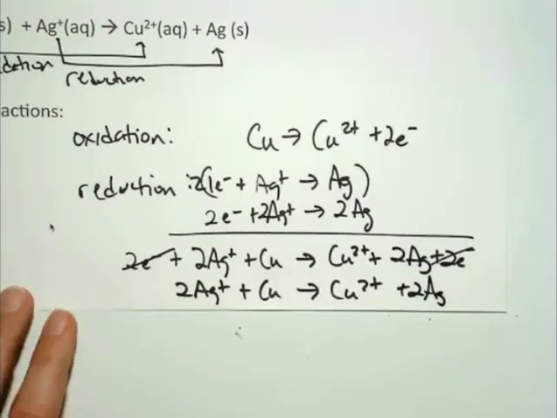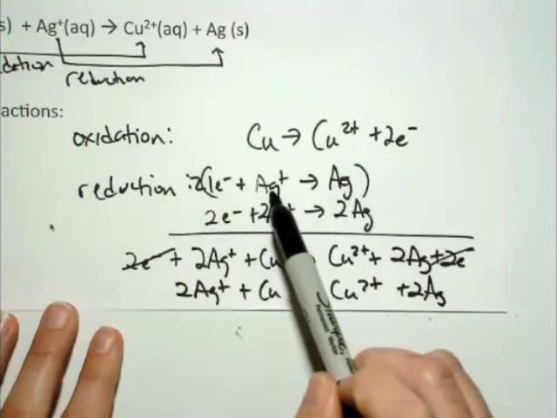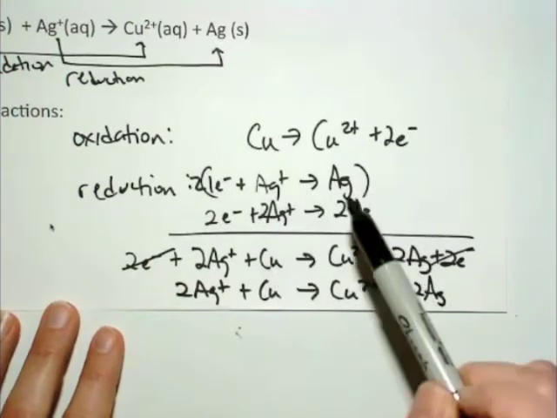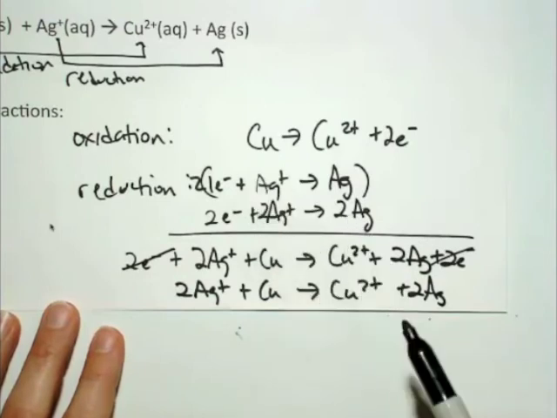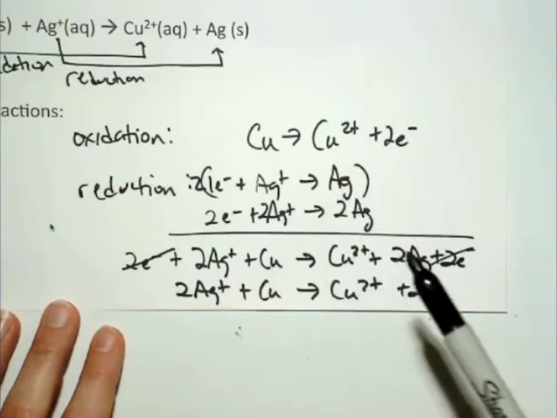Recognizing that we write them as half reactions, we look at individual half reactions to make sure the charge and the mass is balanced across the half. Then before we add them together, we make sure that the electron transfer is going to be balanced. And in this case, we had to add that one more step to multiply the reduction by 2.